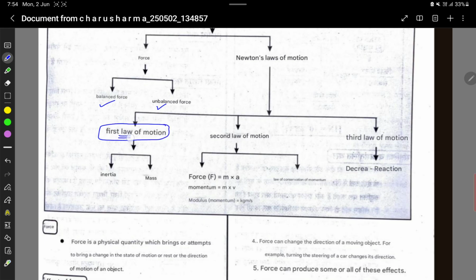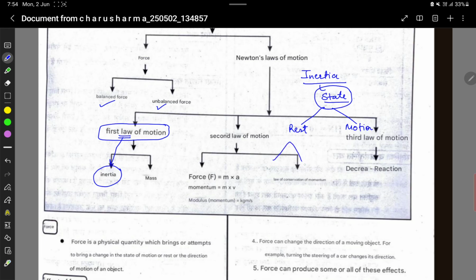Now, in the previous video, we also discussed the first law of motion. In the first law of motion, the most important terminology that we have to understand is inertia. So what is inertia? It's your state, basically. The state in which you are represents your inertia. Inertia is of two types: first is rest and the second is motion.